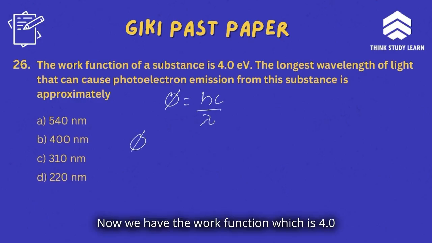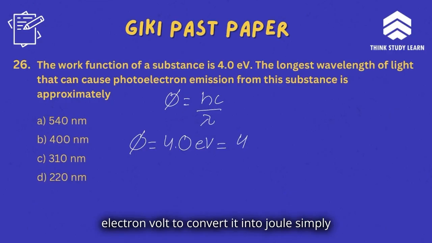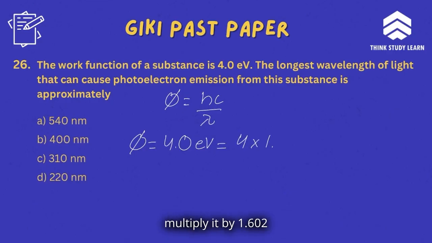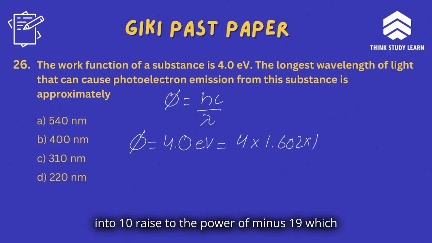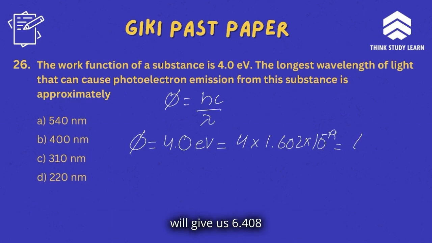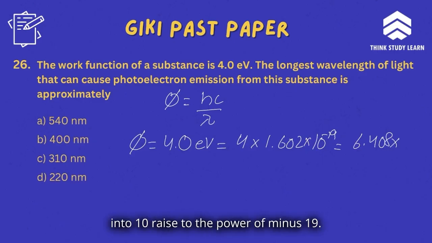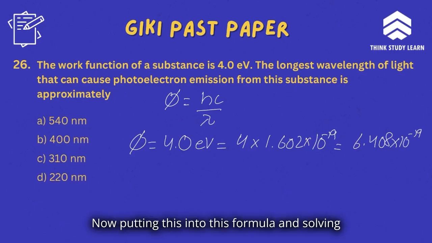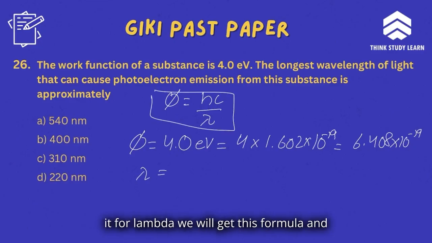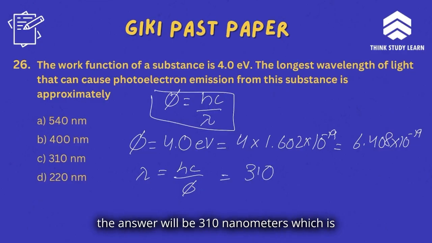Now we have the work function, which is 4.0 electron volt. To convert it into joule, we will simply multiply it by 1.602 into 10 raised to power of minus 19, which will give us 6.408 into 10 raised to power of minus 19. Now putting this into this formula and solving it for lambda, we will get this formula, and the answer will be 310 nanometers, which is option C.